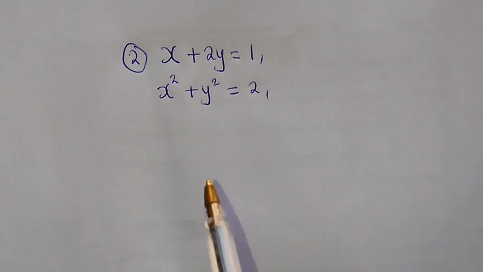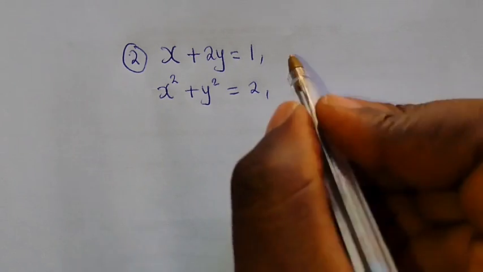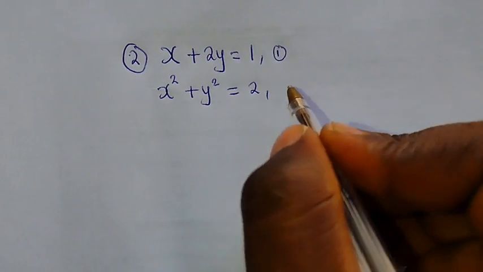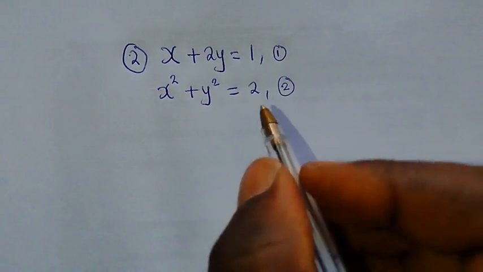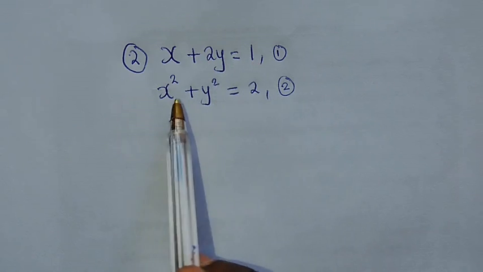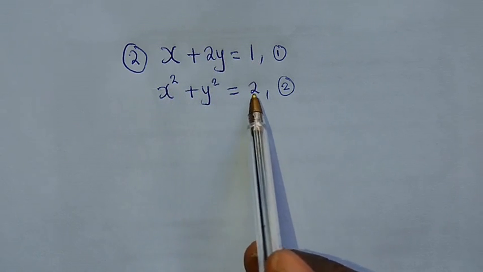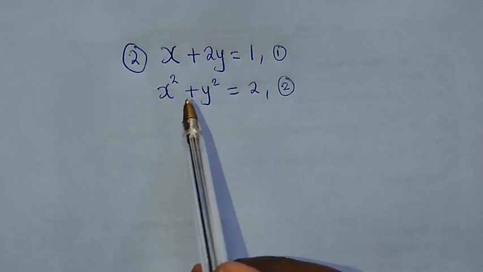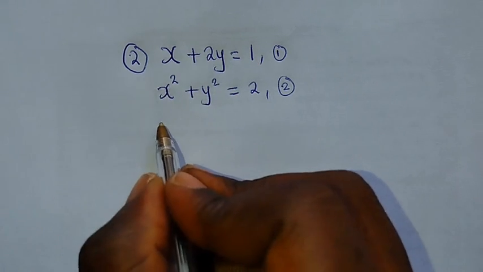So how can we solve this simultaneous equation? So we know this is equation 1 and this is equation 2. So it's very easy. You have x plus 2y is equal to 1. x squared plus y squared is equal to 2. So take the easiest equation. In this case, let's go with equation 1.